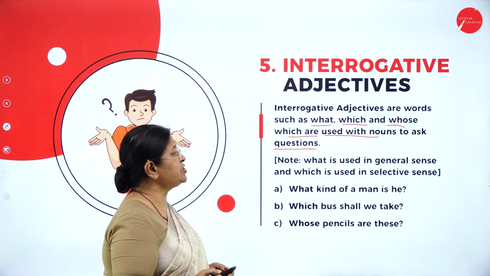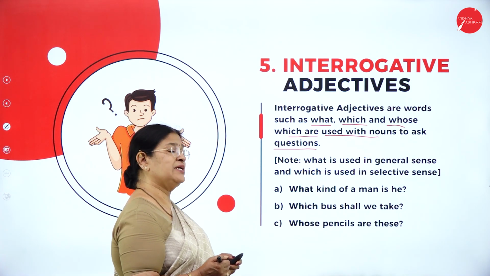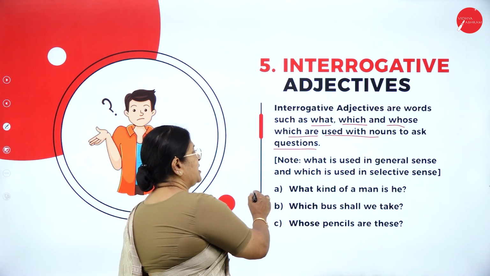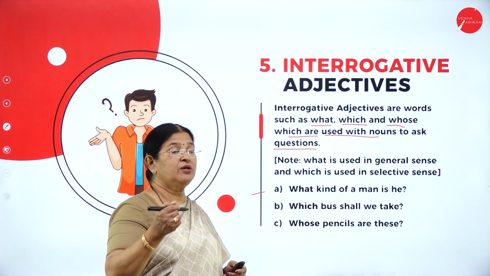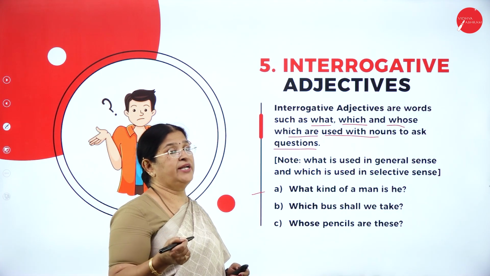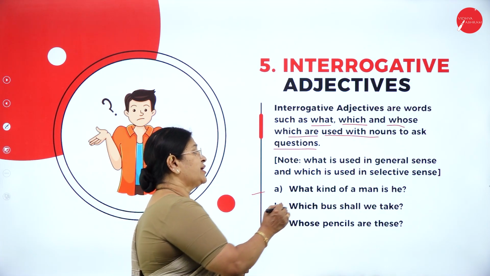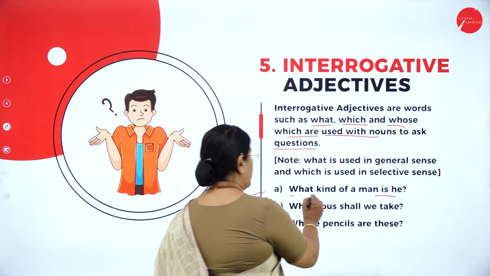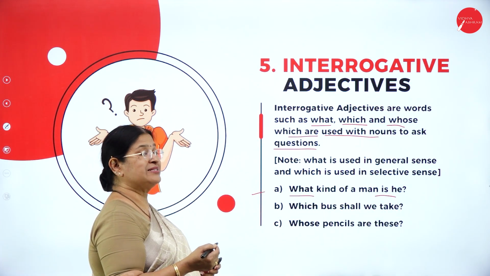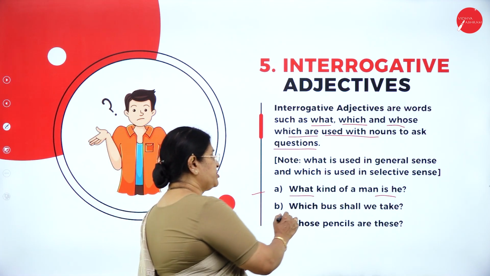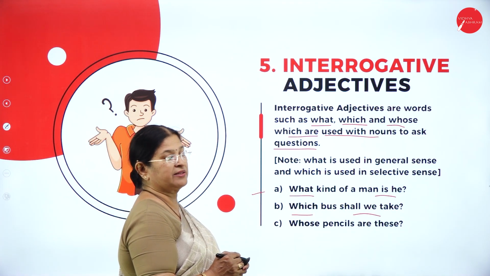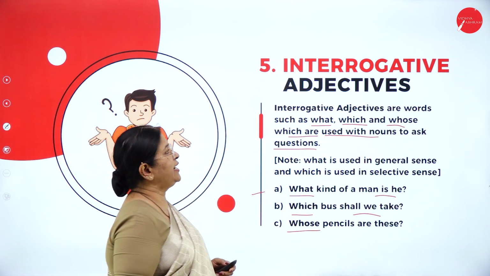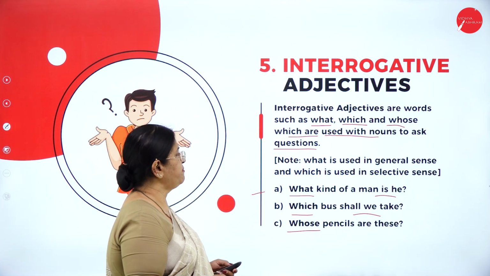Note that what is used in a general sense and which is used in a selective sense. For example, what kind of a man is he? Here what is an interrogative adjective. Which bus shall we take? Which. Then, whose pencils are these? Whose is the interrogative adjective.